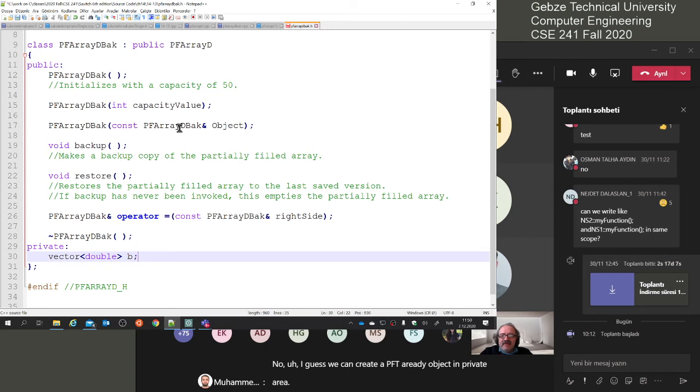No, I guess we can create a PFD array D object in private area. Oh, that's a good idea, but let's come back to your idea later, okay? Let's try to do this vector thing first, okay?